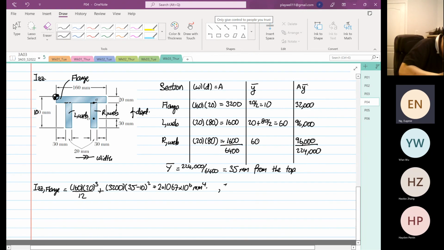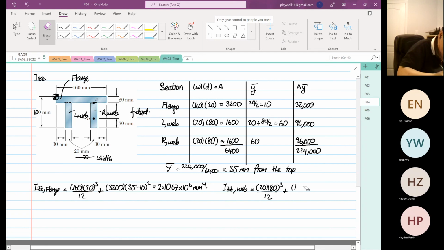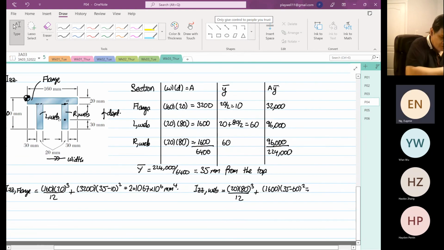So next, I'm going to find IZZ for just the web; regardless of whether it's the right or left, it's going to be the same. The width is 20, so 20 times 80 cubed over 12, plus 1600 multiplied by 35 minus 60 squared. It's equal to 1.853 times 10 to the power 6 millimeter to the 4. Let me do it again. I get the same, 1.853.